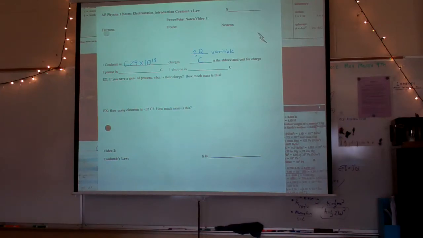What do we abbreviate velocity with? V. Okay, what's the unit? Meters per second, right?